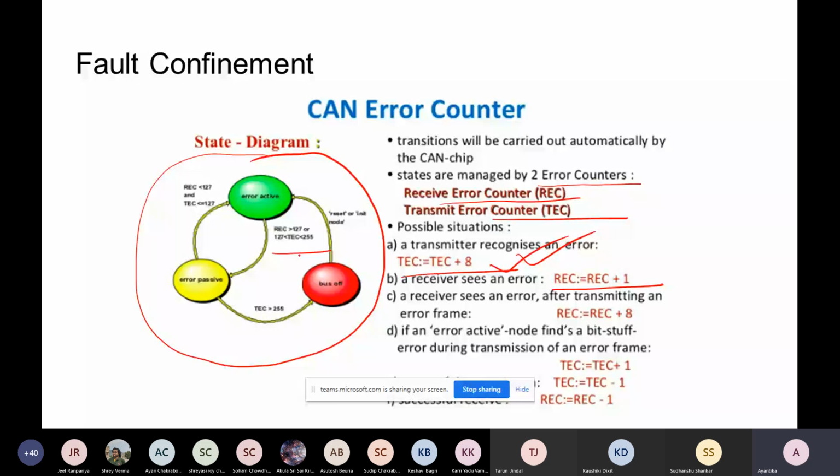And when these error counters go up beyond these particular thresholds, like TEC and REC both being greater than 127, then this particular CAN node moves to the error passive state. This is the transition. Now this state will try to detect whether there is a possibility of solving this error situation or not, but it will not send any error frame. There will be no transmission from the error passive state of the CAN node.